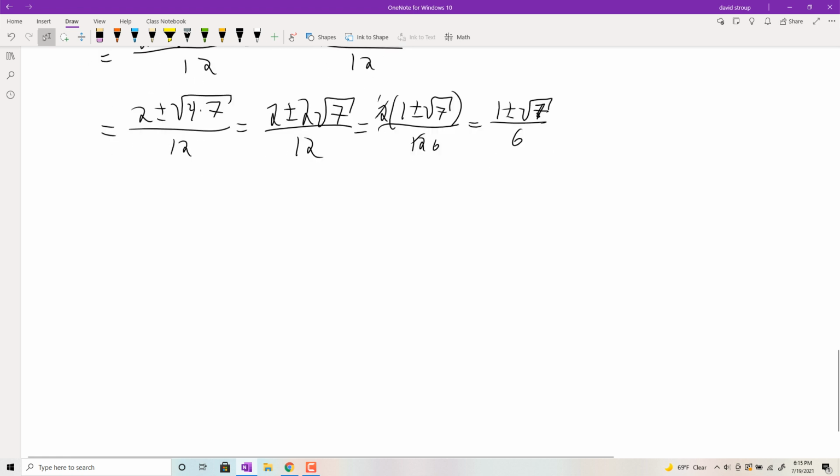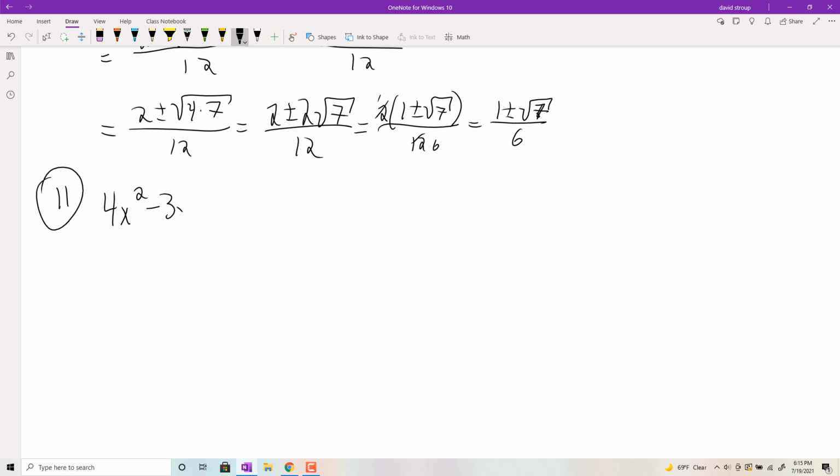Let's get another one. So again, you can have imaginary solutions. 4x squared minus 3x equals negative 6. Let's get everything on one side. So 4x squared minus 3x plus 6 is 0. Get your a, b, and c values.